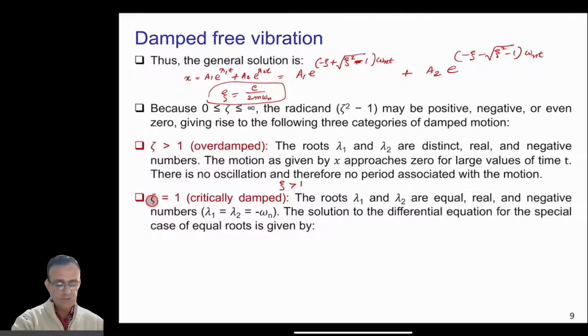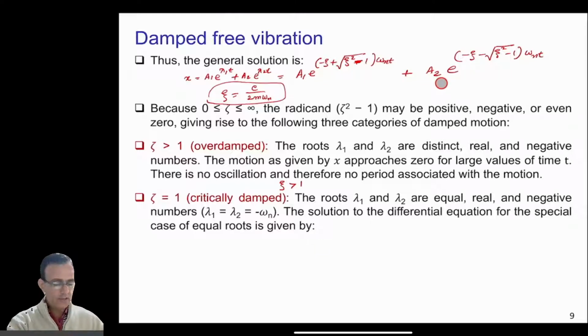Another system is what we call the critically damped system, and this is when zeta is equal to 1. So when the system is critically damped, the roots lambda 1 and lambda 2 are equal, real and negative numbers. This means that the roots lambda 1 and lambda 2 are both equal to minus omega n. And the solution to the differential equation for the special case of equal roots is given by this.